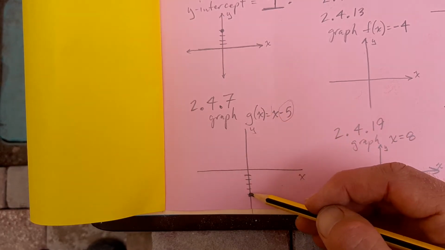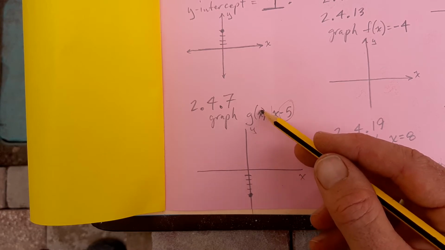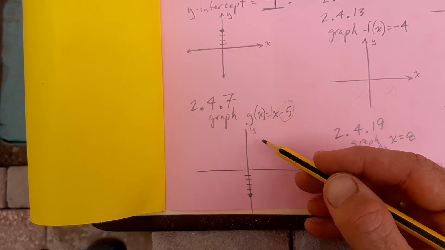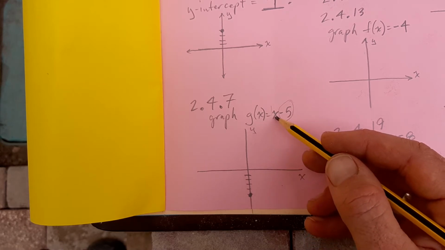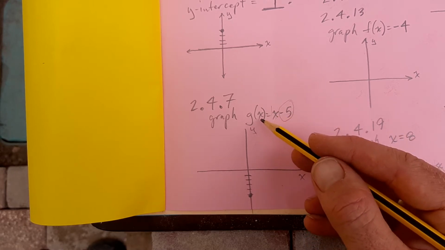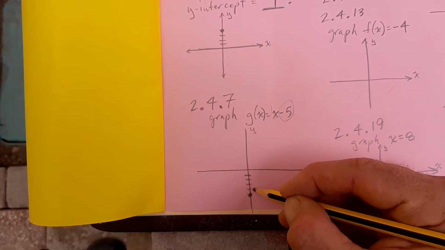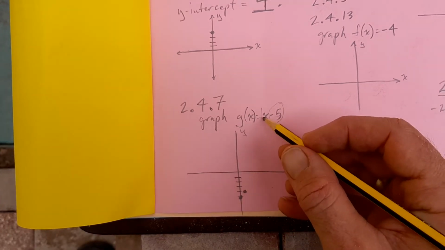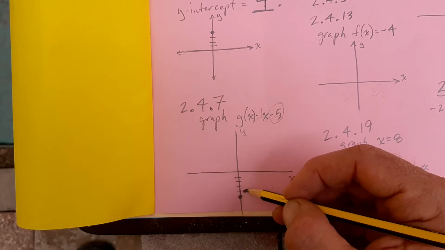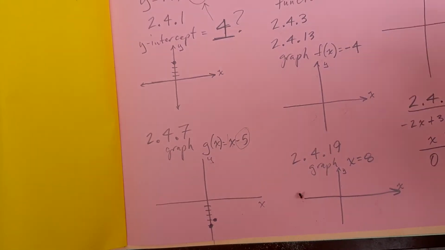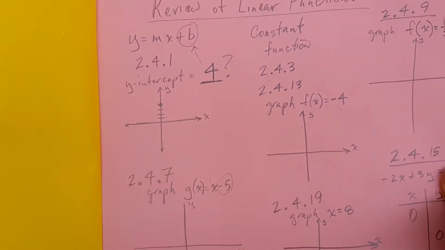I get minus 5 for g of x, or y. Substitute y when you're graphing it here. And you can just put a 1 in for x. 1 minus 5, minus 4. So 1, comma, minus 4 is your second point. Also looking at slope, up 1, right 1.